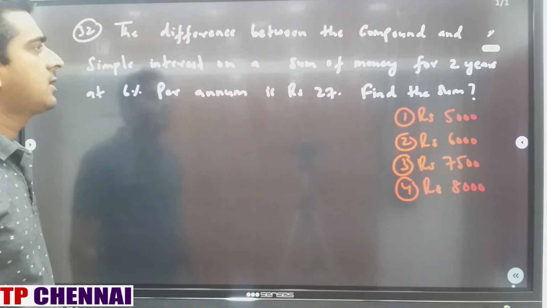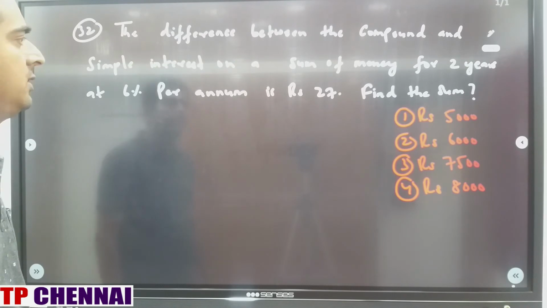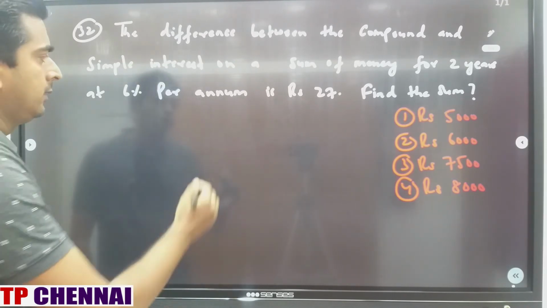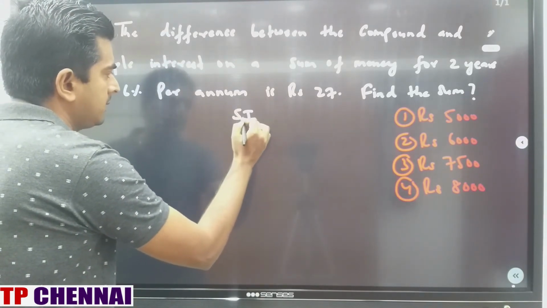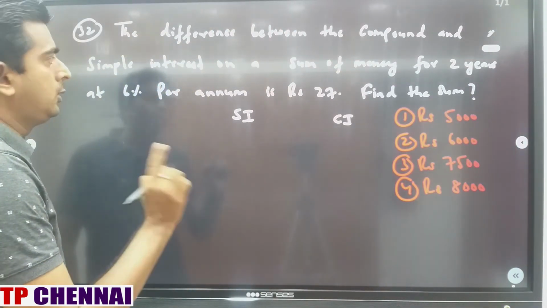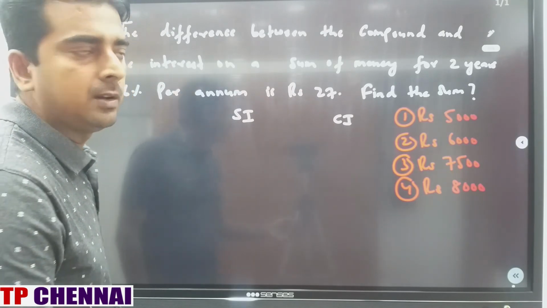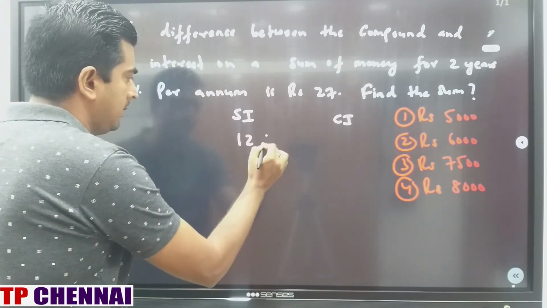The difference between the compound interest and the simple interest on a sum of money for 2 years at 6% per annum is rupees 27. Find the sum. So here I am writing simple interest. Here I am writing compound interest. 2 years at 6% per annum. Per annum is per year. Per year is 6%. For 2 years it is 12%.